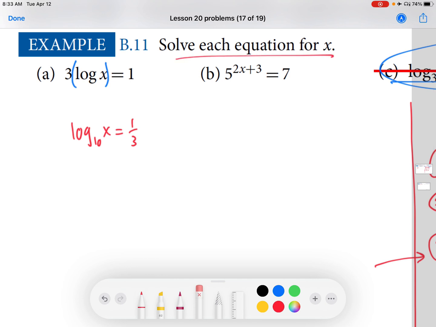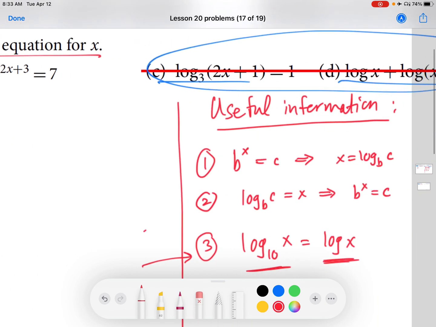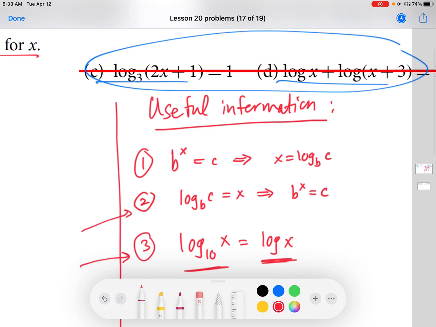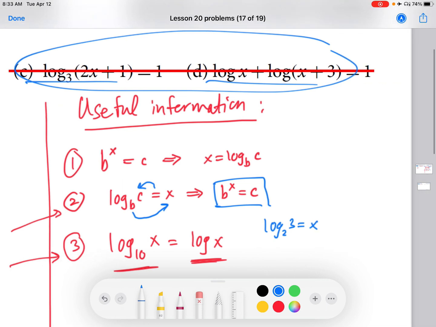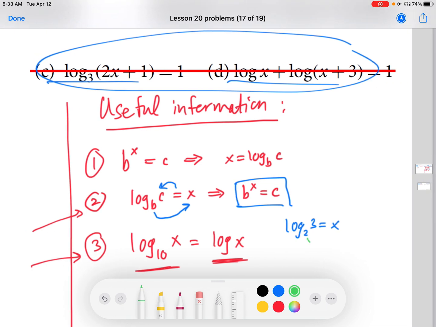So I'm going to use another useful piece of information, number 2 here. Log base b of c equals x. I can convert that to an exponential equation as follows, and I'm going to show you how to do this visually. It's kind of like a circular pattern. So b to the x equals c, right? Notice that that's exactly what this says. For example, if I had log base 2 of 3 equals x, then this is the same as 2 to the x equals 3. So it implies 2 to the x equals 3.